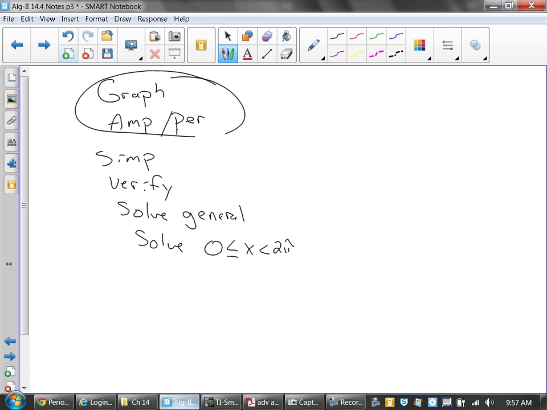Simplify, verify, I don't think I can explain any more about what it looks like. You have all been doing that for a while. We've been working on that for about a week. Solving generals, solving intervals, as you've seen, is relatively straightforward. There's not a lot of craziness involved here.